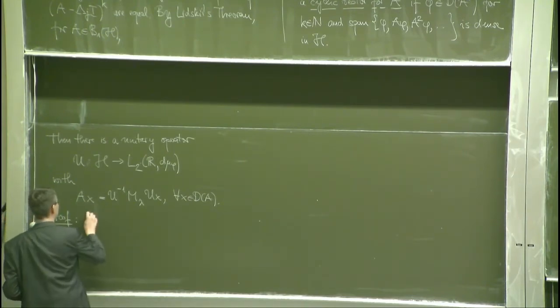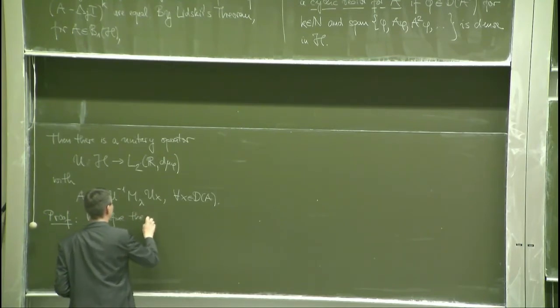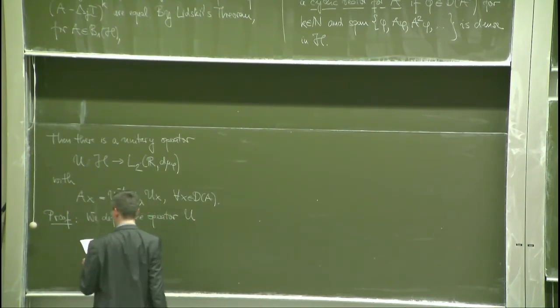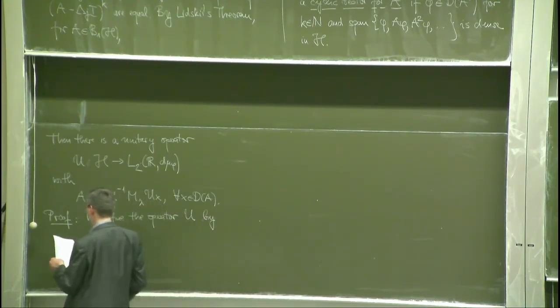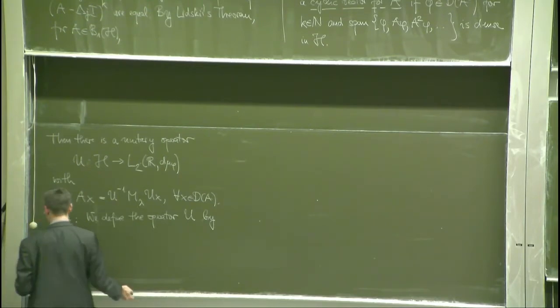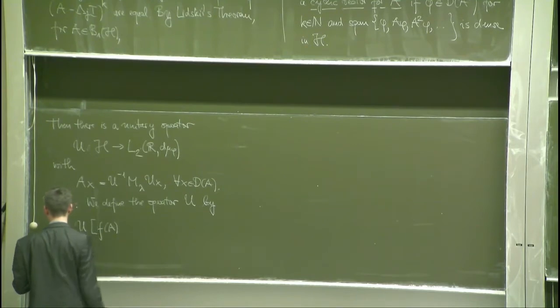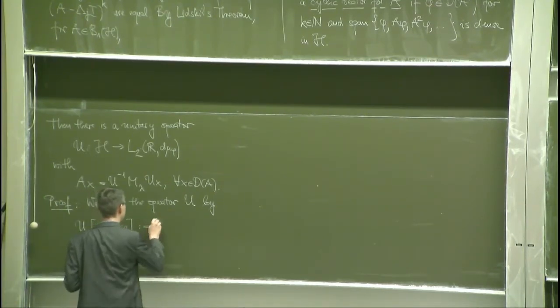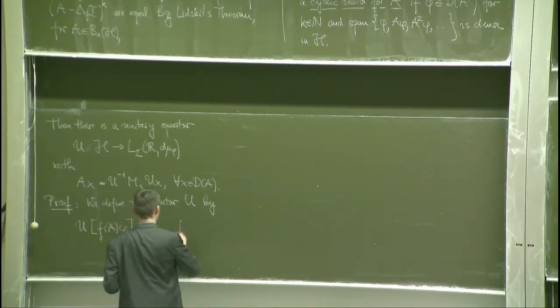We define the operator U by setting U acts on f of A phi, in the sense that this simply gives the function phi for any f in CC of R.